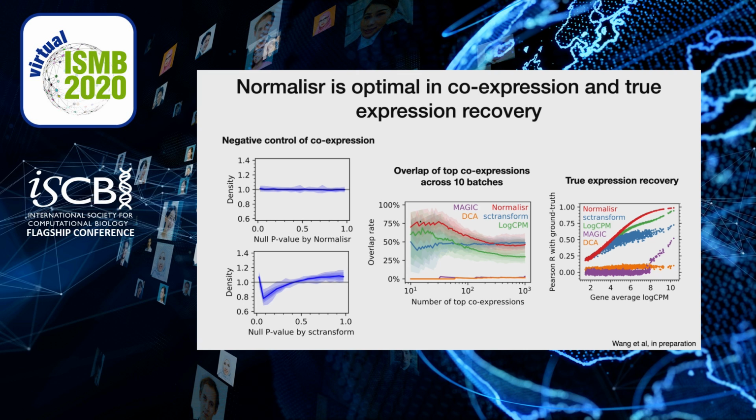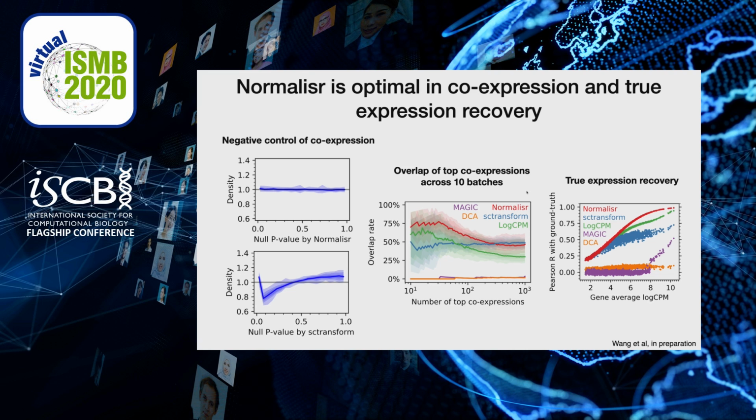In general, Normalisr had a much higher overlap rate than the other methods, including SCTransform, especially for the most significant co-expressions it found. And the overlap or reproducibility rate is actually pretty high. It's over 50% for about the top 1,000 genes. Given the small data set, in this case, we only chose the cells without any guide RNA for the co-expression. It's actually just about 400 cells for each batch. This indicates a very strong overlap and actually very strong significance.